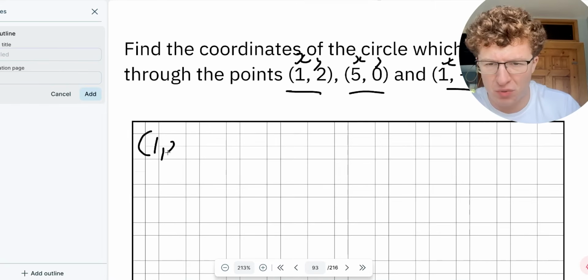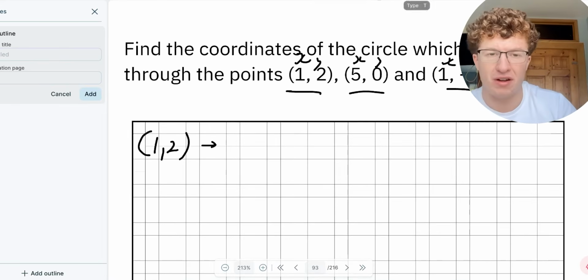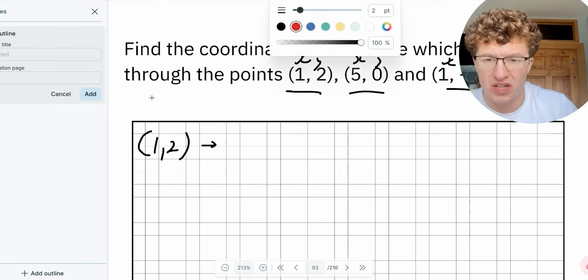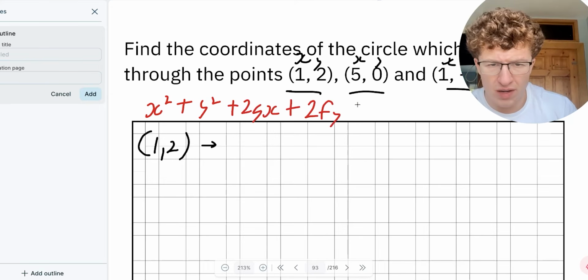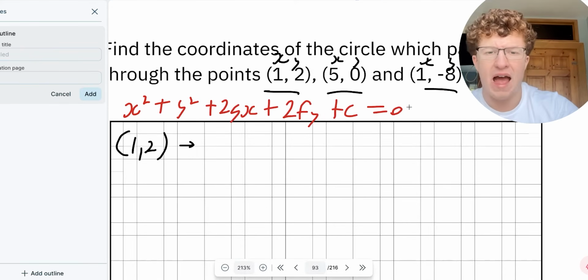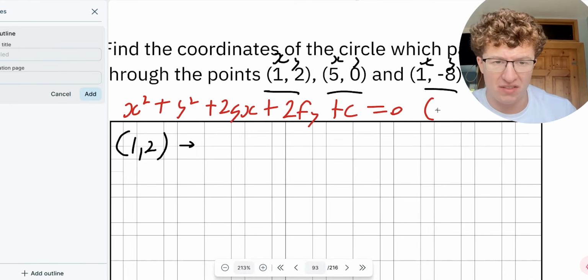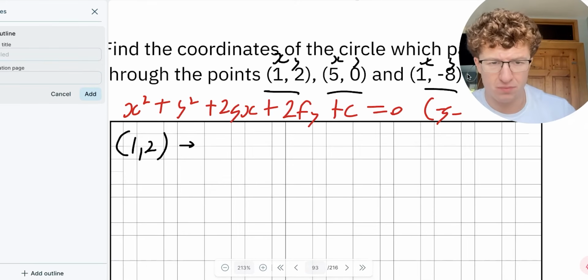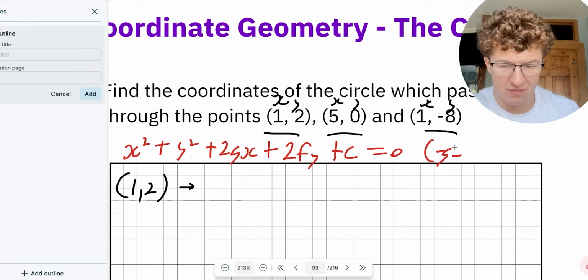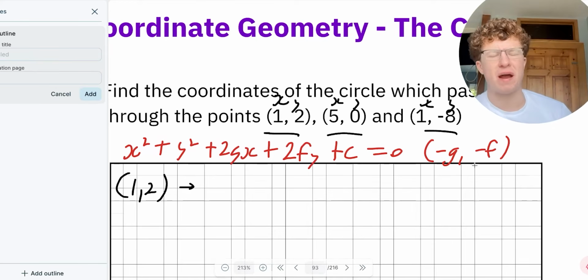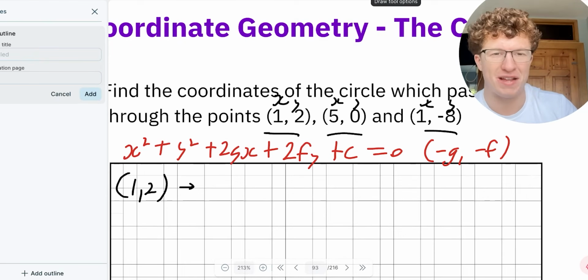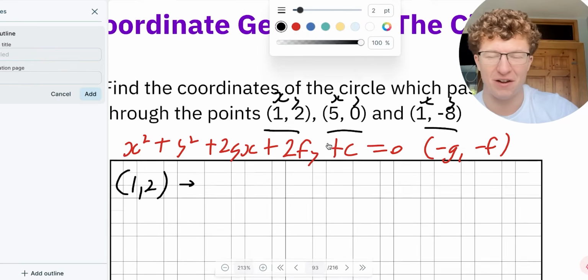So the first point is 1, 2. Remember, I'll write it in red here. The circle equation is x squared plus y squared plus 2gx plus 2fy plus c is equal to 0. And that's for a circle with center minus g, minus f. That's the trickiest part, that the center is minus g minus f, so you might have to change a sign here and there.